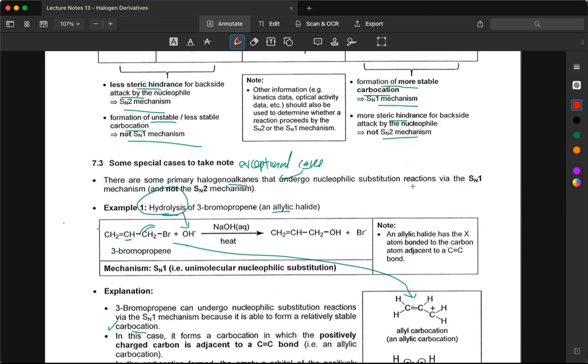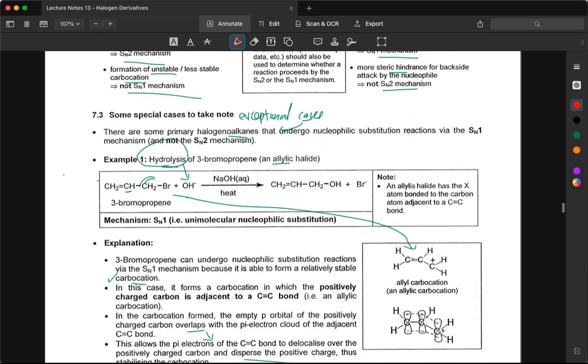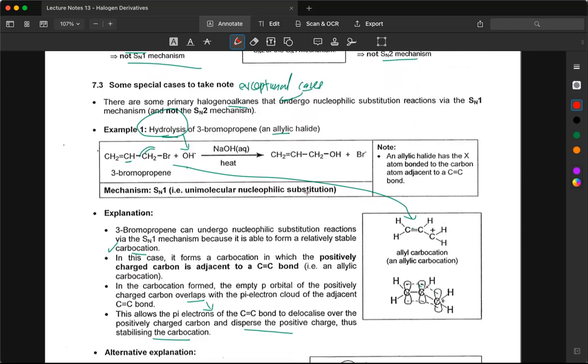However, there are some special cases you just take note of, the exceptional cases. Actually, there are some primary halogenoalkanes that undergo substitution reaction via SN1 and not SN2. So let's look at the special case. We have 3-bromopropene reacting with hydroxide from sodium hydroxide and heating. Now, this mechanism is not SN2, it's SN1.